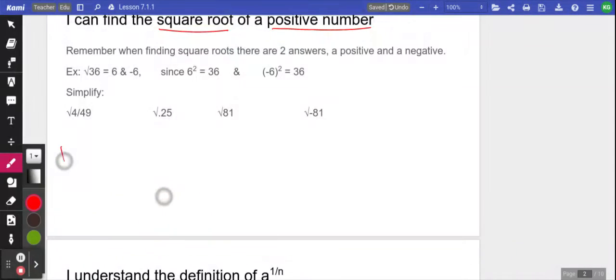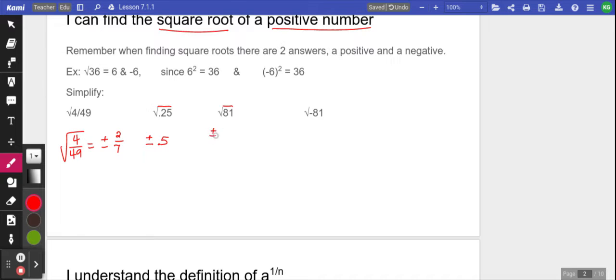On this first one, we have the square root of 4 over 49. So we ask ourselves, first of all, we have plus or minus because we have the positive and the negative. The square root of 4 is 2, and the square root of 49 is 7. So our two answers would be positive 2 sevenths and negative 2 sevenths. The next one is the square root of 0.25. So remember, there is a positive and a negative answer, and it is 0.5.